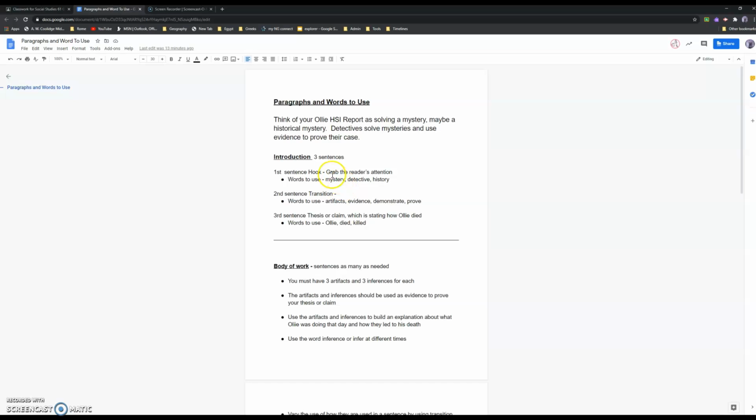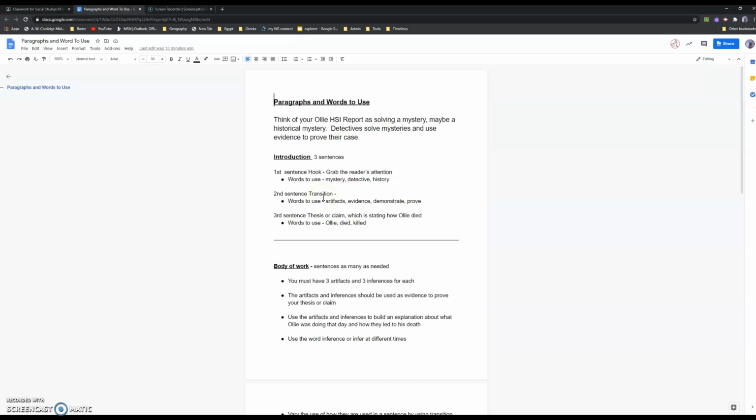So, very quickly, an introduction. You need an introduction, 3 sentences. The first should be the hook, or the grab the reader's attention. And I suggest words that you could use in this sentence: mystery, detective, history. Okay? Those are just suggestions. You don't have to use them.